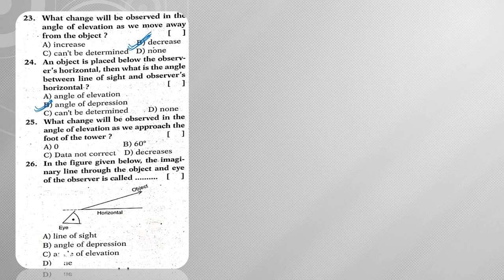So if we move towards the tower, then the angle of elevation increases, but that is not given in the option. Whenever you move towards a tower, the angle of elevation increases. In the figure given below, the imaginary line through the object and the eye of the observer is called the line of sight.